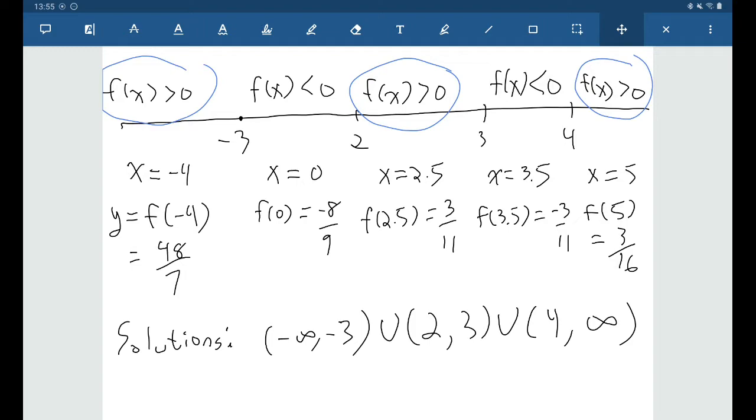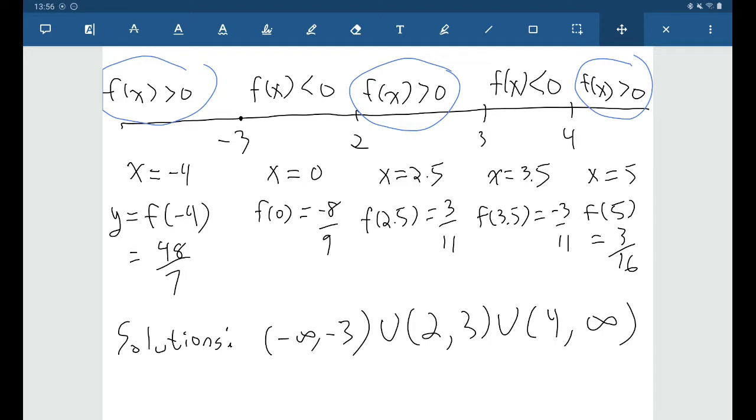This also is useful if you're thinking just on the graphing side of things. If you did want to graph this rational function, you now know where it's above the x-axis and where it's below. So that actually gives you some extra information if you were thinking about doing things graphically.